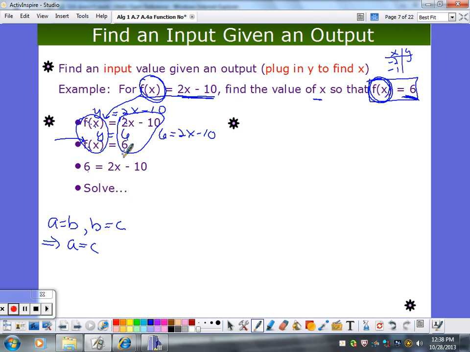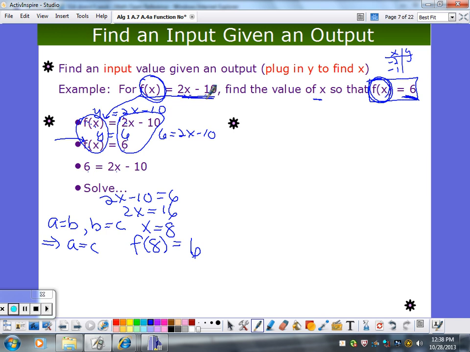Alright, so this is what I get. 2x minus 10 equals 6. Solve it for x. So I found the x that will make this be true. So f of 8 is the thing that gives me 6. When input is 8, my output is 6. Just plug the 8 in. 16 minus 10, isn't that 6?